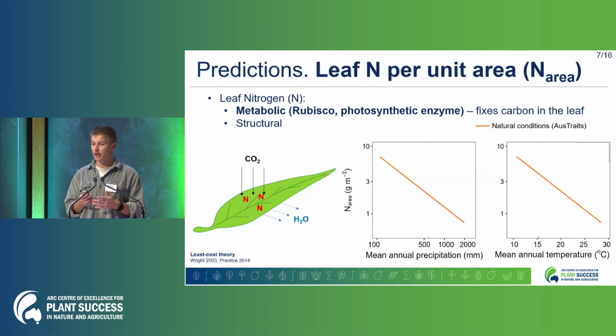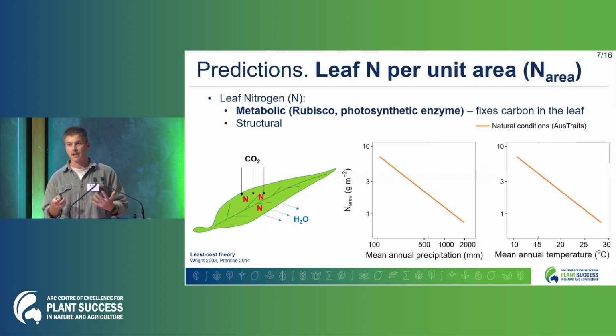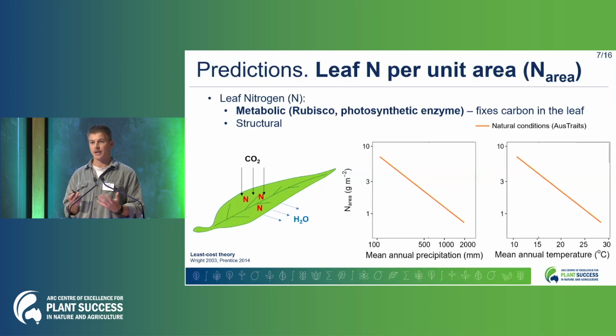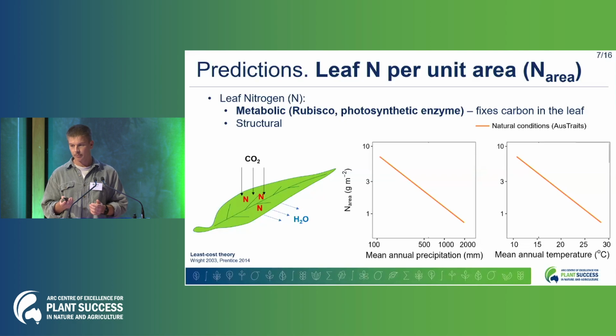And then for temperature, all else being equal, we expect more leaf nitrogen at colder sites because more rubisco is required to generate a given carboxylation capacity compared to warmer sites where enzyme activity is enhanced, so you need less rubisco, so less nitrogen. So we expect negative relationships with both precipitation and temperature.